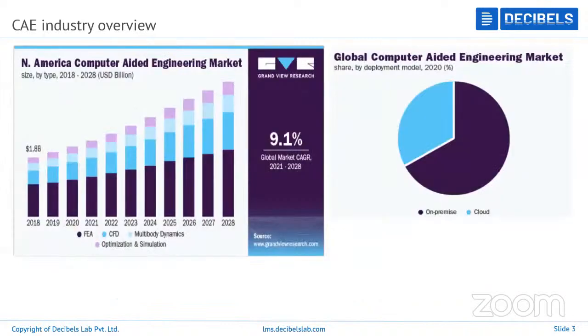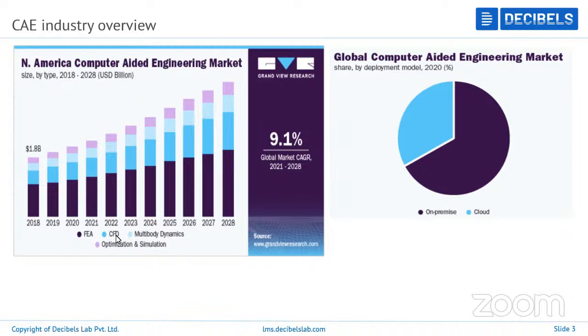And this is the CAE industry market. North America has given this graph from 2018 to 2028. In that, you can observe that CAE is growing every year. According to this market, the CAE growth is there.